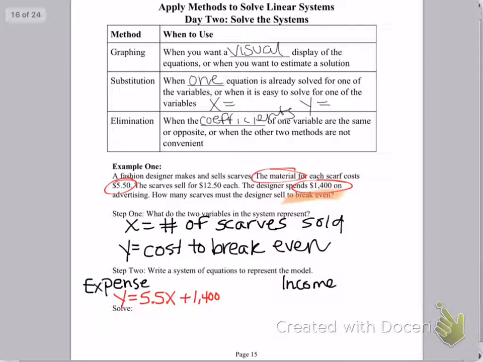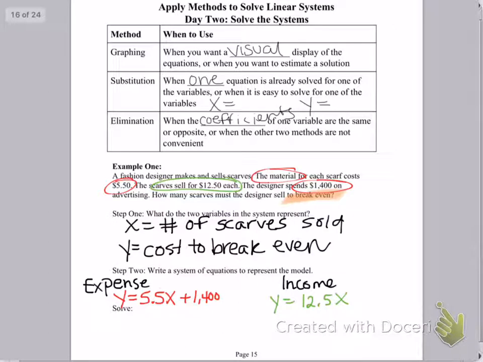And then her income is also given to us because we know that each scarf sells for $12.50. So we know that our cost to break even will be our y equals, and then our income is $12.50 per scarf. So that's 12.5x.